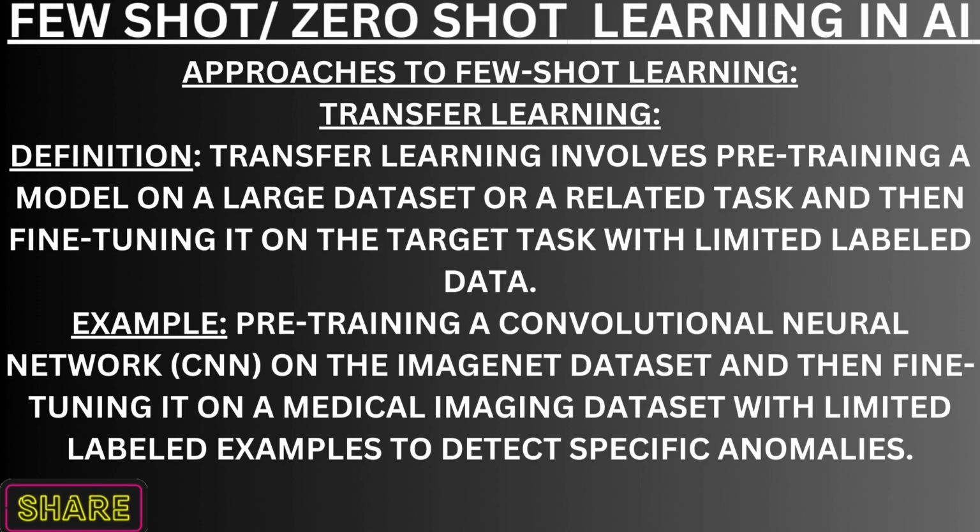Approaches to few-shot learning. Transfer learning. Definition. Transfer learning involves pre-training a model on a large dataset or a related task and then fine-tuning it on the target task with limited labeled data. Example: pre-training a convolutional neural network (CNN) on the ImageNet dataset and then fine-tuning it on a medical imaging dataset with limited labeled examples to detect specific anomalies.